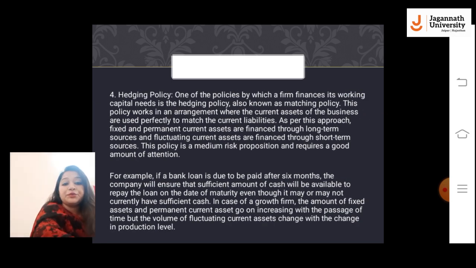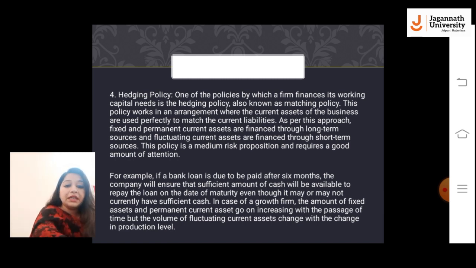Next is hedging policy. One of the policies by which a firm finances its working capital need is the hedging policy, also known as matching policy. This policy works in an arrangement where the current asset of the business are used perfectly to match the current liability. As per this policy, fixed and permanent current assets are financed through long-term sources and fluctuating current assets are financed through short-term sources. This policy is a medium risk proposition and requires a good amount of attention.